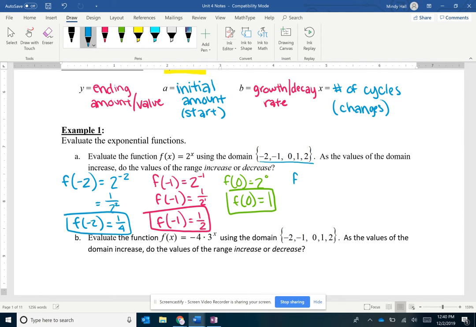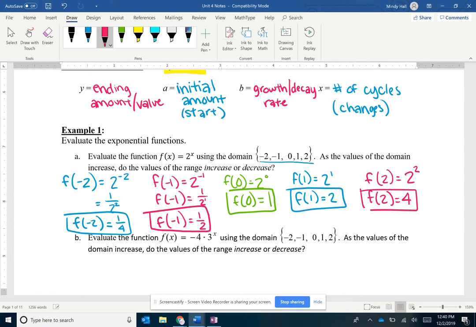Then when we plug in 1, f of 1 equals 2 to the 1st power. And so that means that f of 1 is just 2. And then last but not least, f of 2 equals 2 to the second power, and 2 squared is just 4. And so as our domain is increasing, -2, -1, and up, notice our range values, or what it's equal to, is also increasing. So range increases as well.